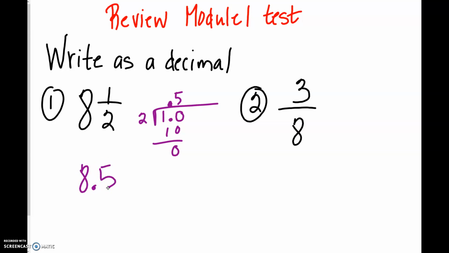All right, in the second one, I don't know this one off the top of my head, so I'm going to have to do long division. Remember that this number 8 goes on the outside. 3 goes on the inside. 8 doesn't go into 3, so make sure you put in your decimal, put the number at the top.